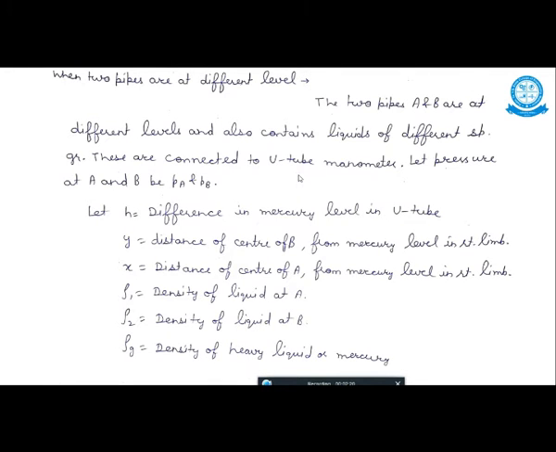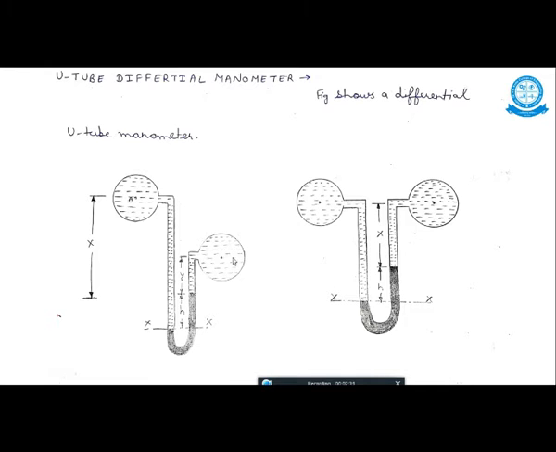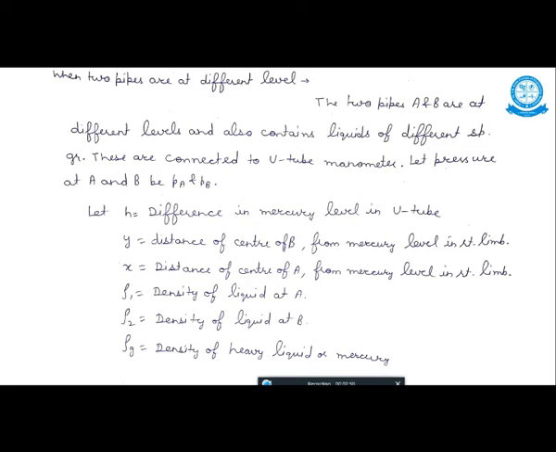So the two pipes A and B are connected at different levels and also contain a liquid of different specific gravity. Now see, these two levels are different. A will be placed above the point B, B will be placed below the point A. The levels of the two pipes are different. Again, the liquids available in these two pipes are different, having different specific gravity. These are connected to the U-tube manometer. Let the pressures at points A and B be PA and PB.